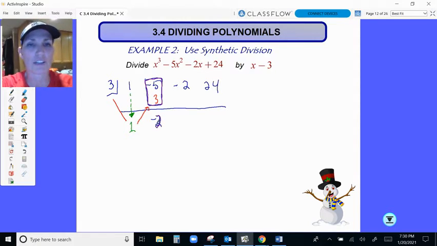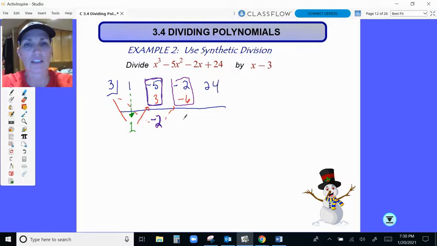Purple's not much different, but that's okay. Then we're going to do the same thing again. And we continue to multiply this 3 by this number, negative 2. And then it goes up here, which would be negative 6. And then we're going to add those again. And this is the pattern all the way through.